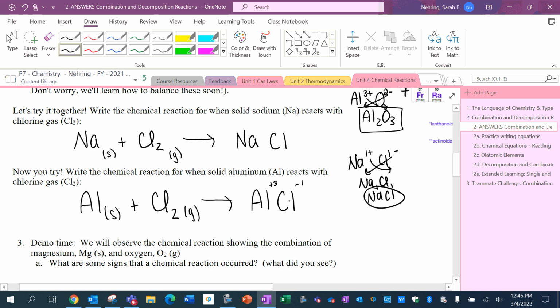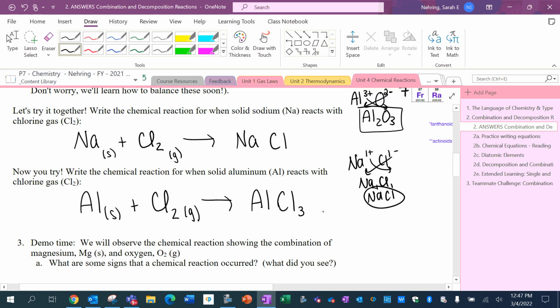So if we do a little crisscross, the 3 goes down here, the 1 goes down here, and I'm going to go back and erase these charges because now we have a compound. My compound overall does not have a charge. And then we said we usually don't write the 1, so I'm going to erase this 1 there. So there you go. That is my product.